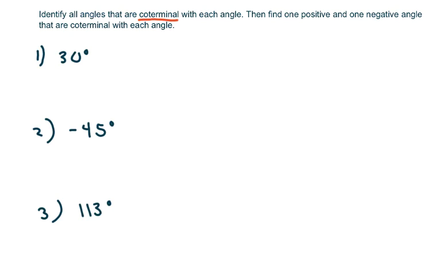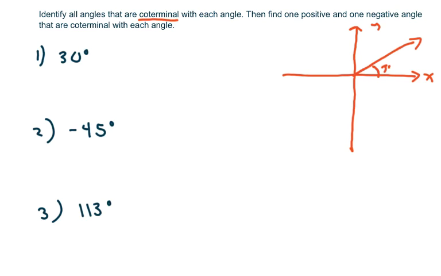Coterminal means if we have, for example, 30 degrees, so this is your x and y, and here's your 30 degrees. So the terminal side is here. Well, what you can do is go around again 360 degrees, and that angle is going to be 360 plus 30, which is 390, because they end at the same place.